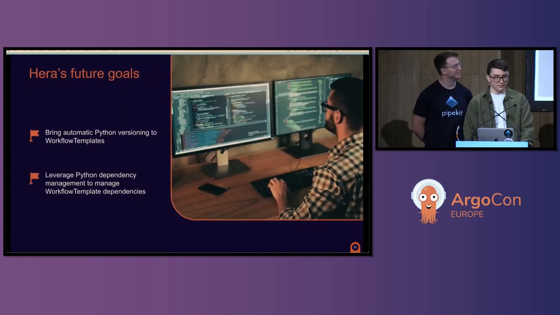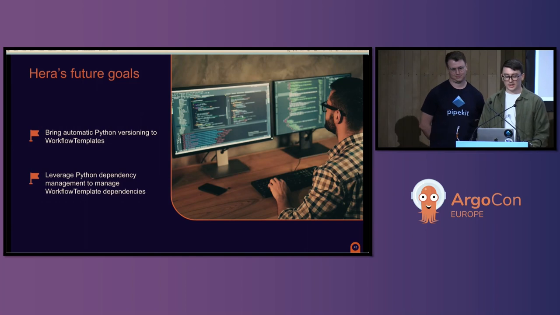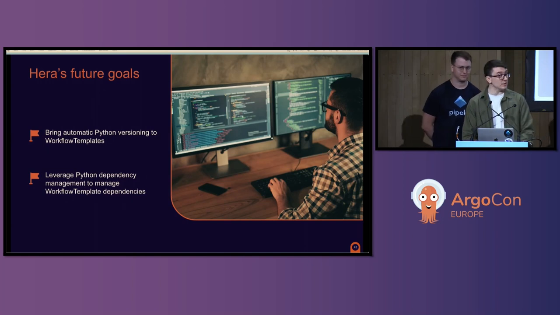So that's enough of code examples. We have a few notes on the future goals of Hera to keep building on the Python developer experience. So bringing Python versioning and dependency management to Argo, things that don't really exist right now, and would help teams with lots of interdependent workflow templates.